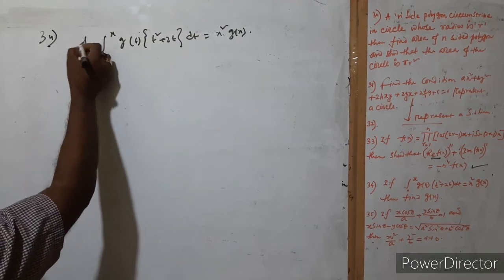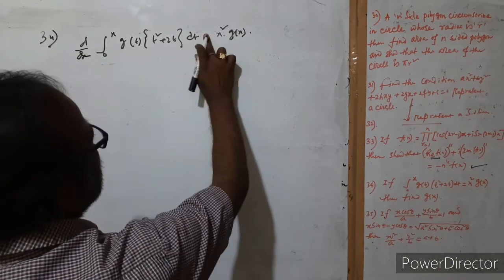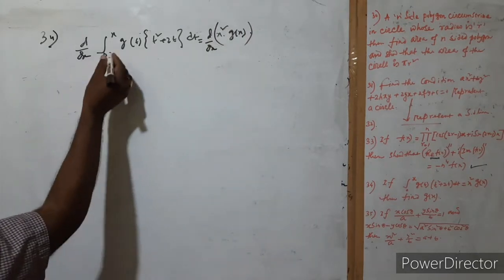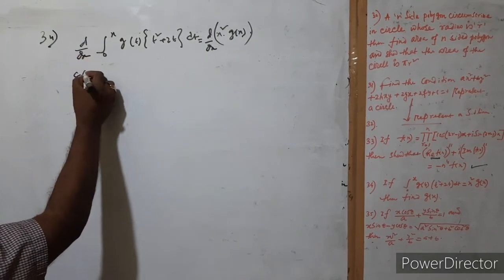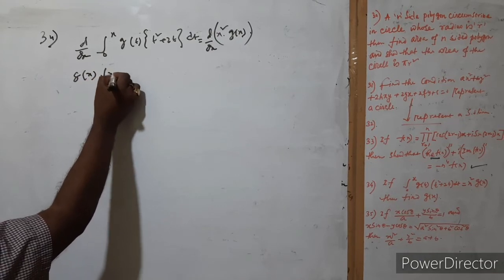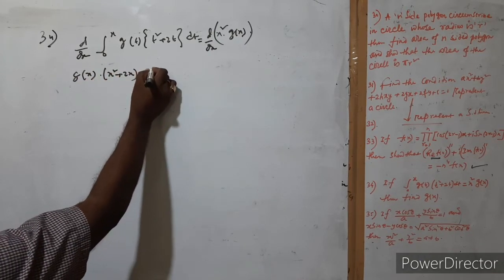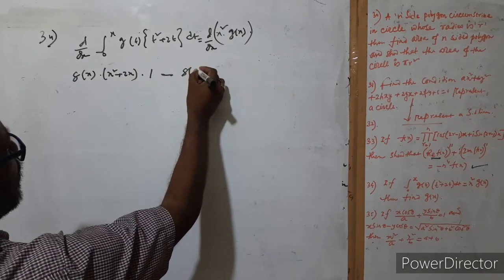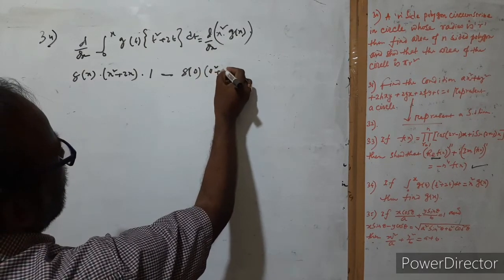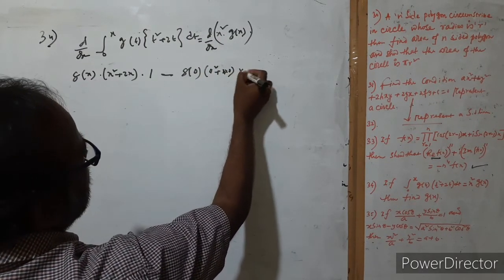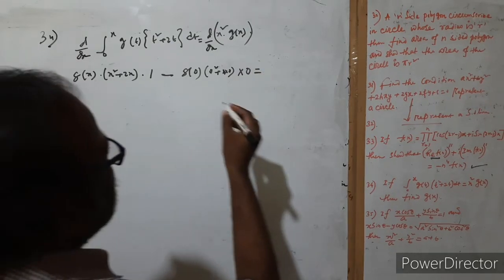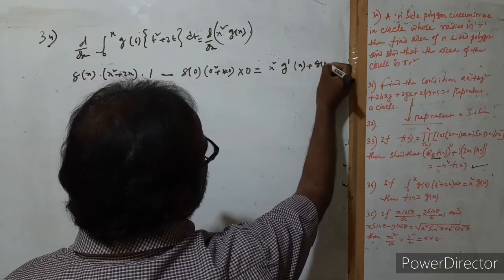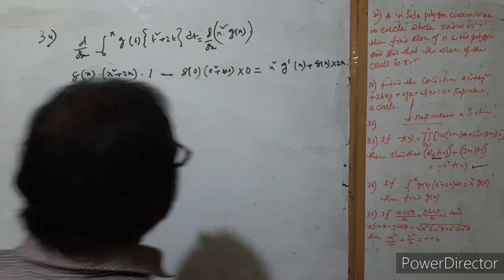Differentiate with respect to x, so this is d/dx. If we differentiate this, g of x, and this is x square plus twice x, the derivative of x is 1, and again put the lower limit, g of 0, 0 square plus 2 into 0, and d/dx of 0 is 0. And differentiate this, x square g dash x, g of x, and twice x.